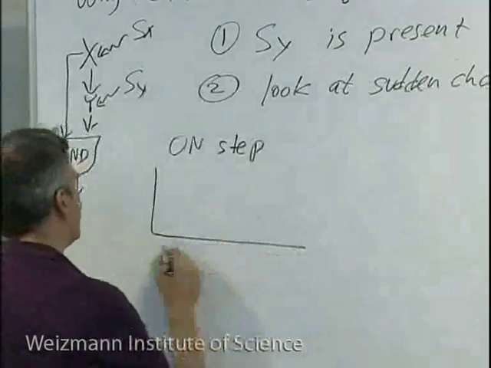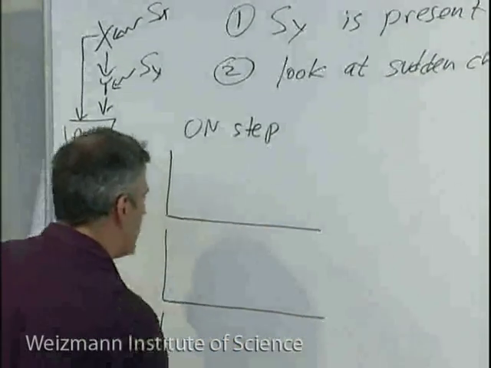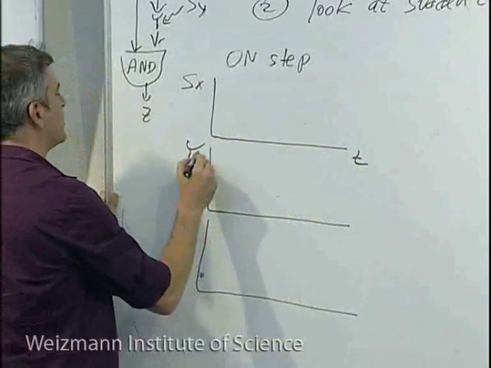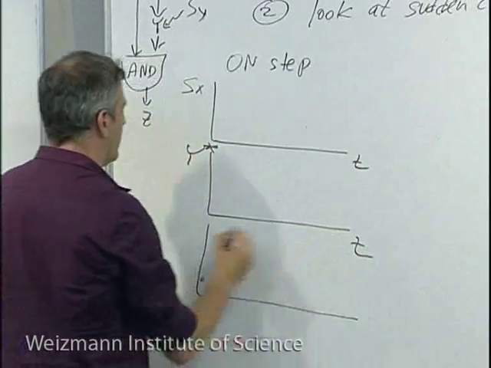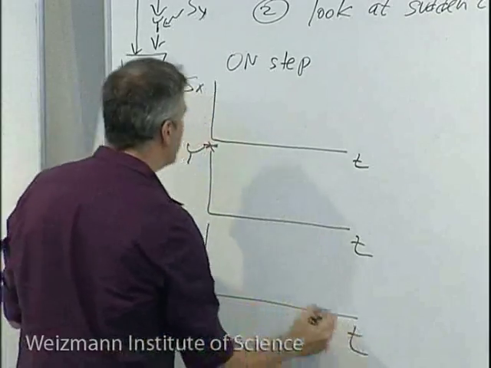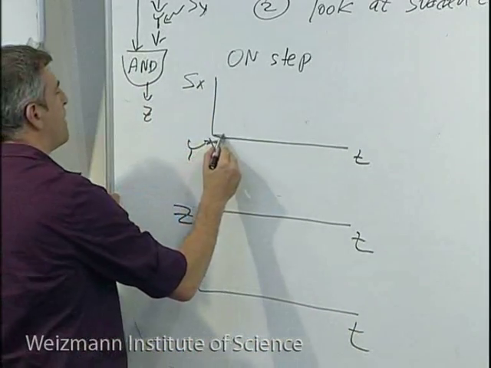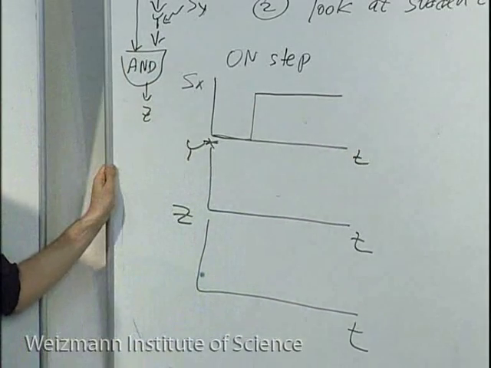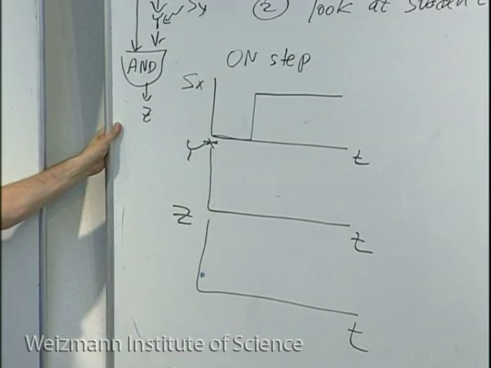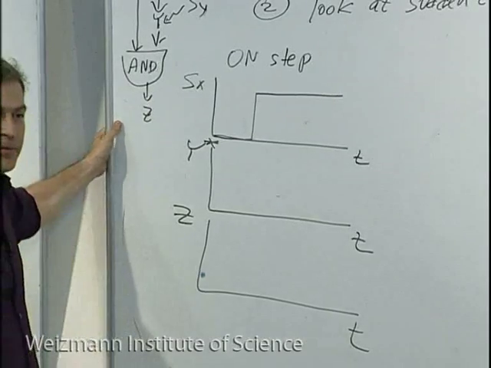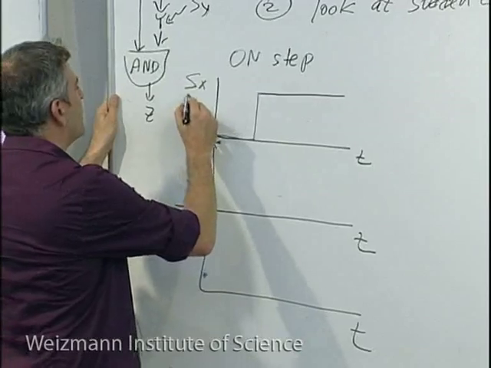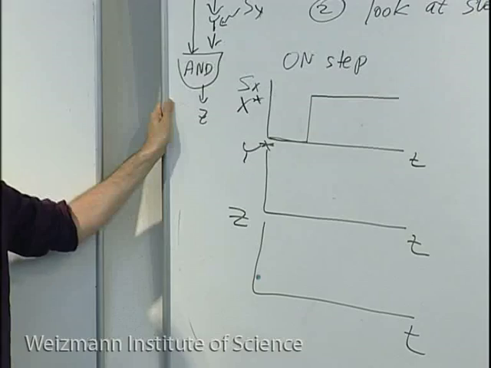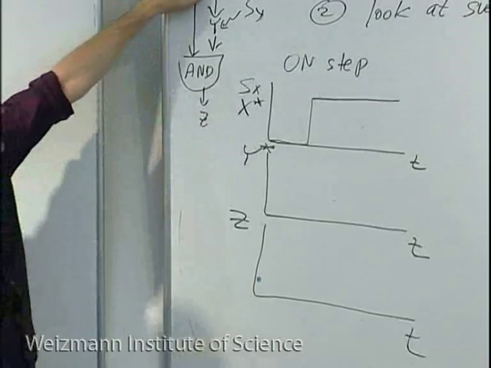I'm going to draw 3 graphs here. This will be the input signal. This will be the concentration of Y. And this will be the output concentration. So here's our on step. We're going to assume that if, for instance, SX is a sugar, the bacteria swims into an area that has a lot of sugar. And of course, X becomes active, and X star rises very quickly on the timescales we're concerned with. So we have suddenly this is activated.